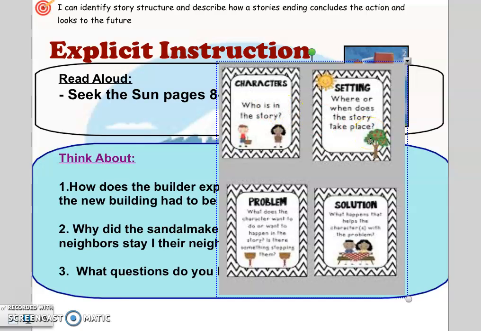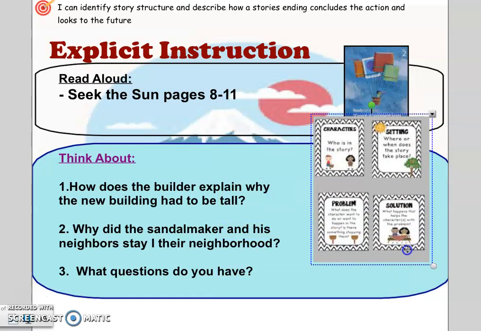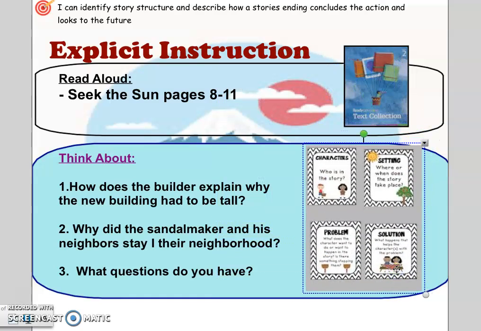Setting would be the next story element of story structure. Where and when does the story take place? Every story has a problem, something that the character needs to do or wants to happen in the story. Followed by the solution. What happens that helps the character with their problem? Take a few minutes to think about the story structure of Seek the Sun.